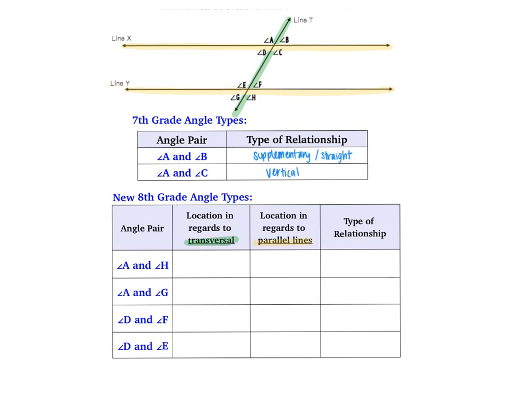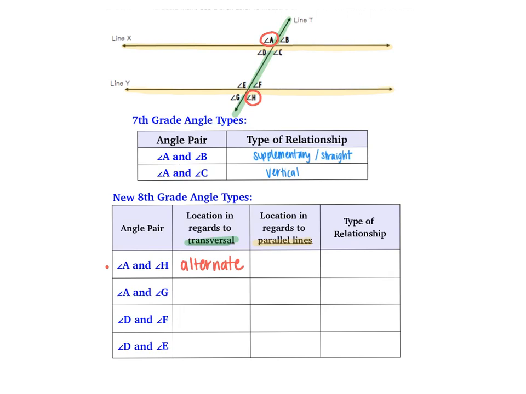Okay, so the first that we're going to look at, and I'll try to color code these because you know me. First, we have angle A and angle H. So I need to find both of those. And then we're going to attempt to describe where they are. So in regards to the transversal, remember we're talking about, well, are they on the same side as each other or are they on different sides? So here A and H are on different sides of the transversal. Remember we call that alternate sides.